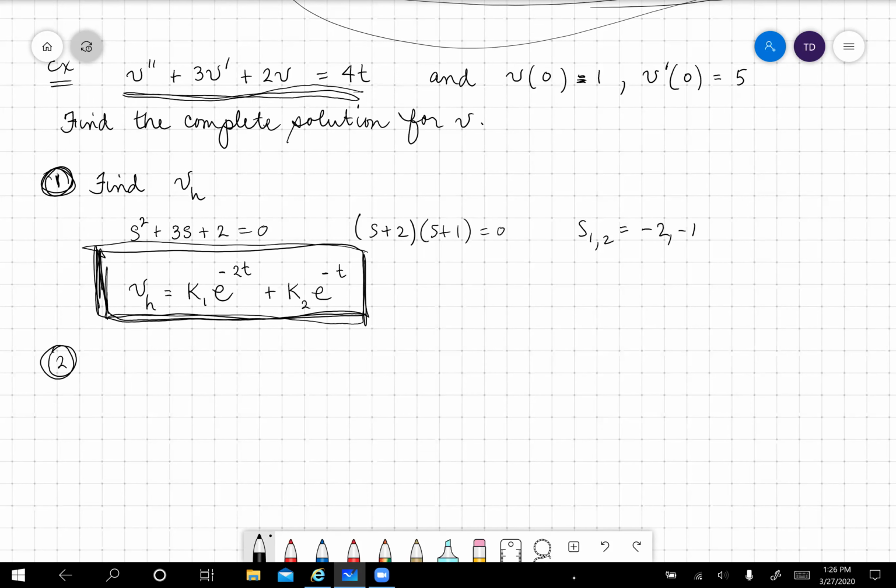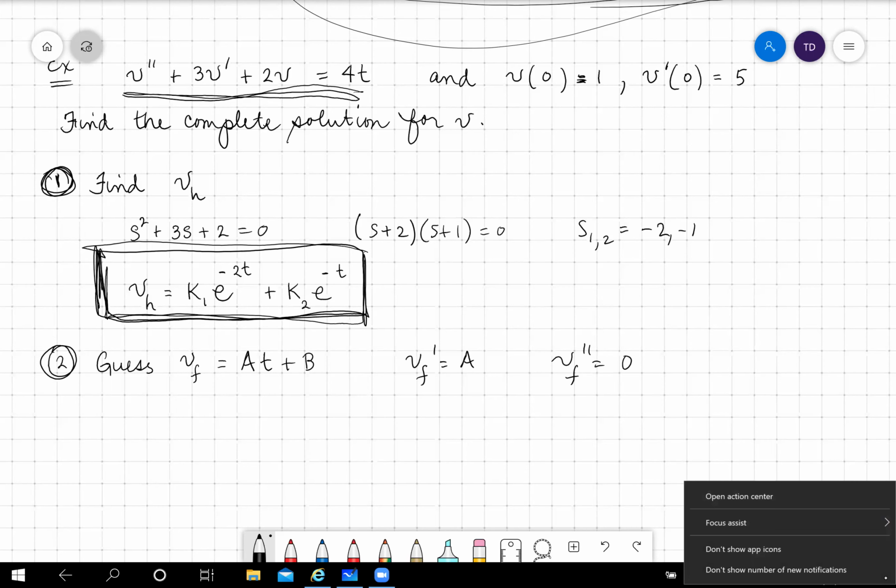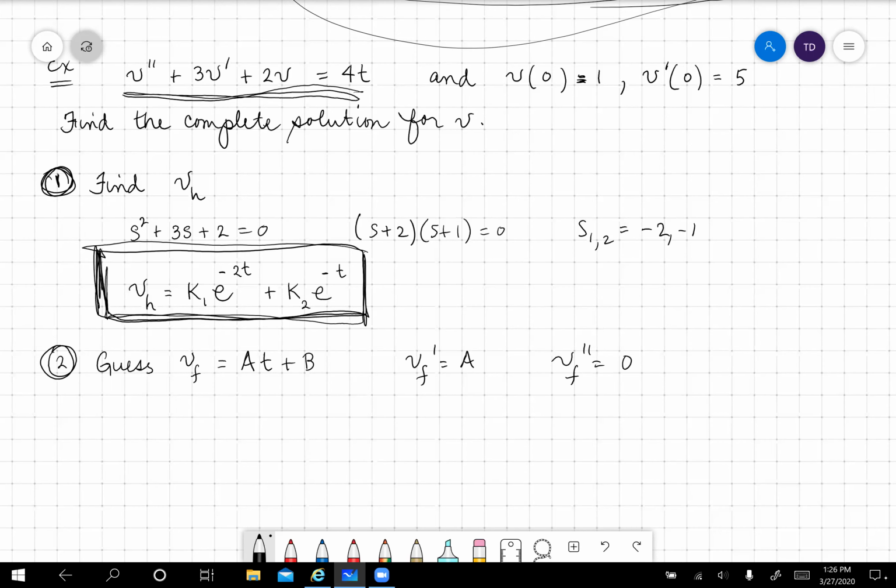Find the forced response. So we're going to guess V sub F is equal to what? What's our guess? AT plus B. Outstanding, Jack. AT plus B. So we need VF prime, which is A, and VF double prime, which is 0. And we're going to substitute those into the differential equation. I will continue to write the differential equation over so you can continue to see it.